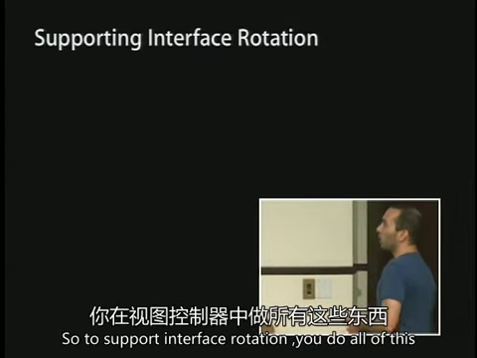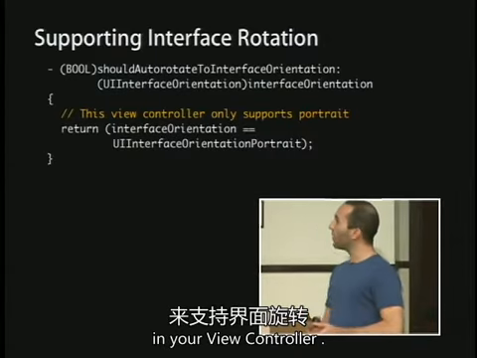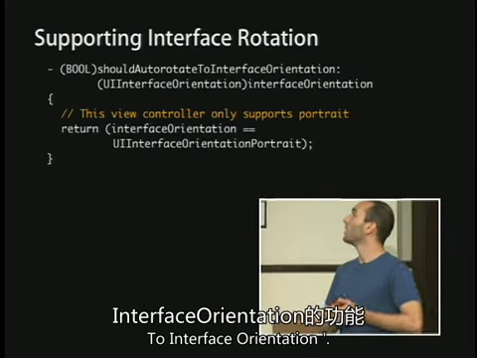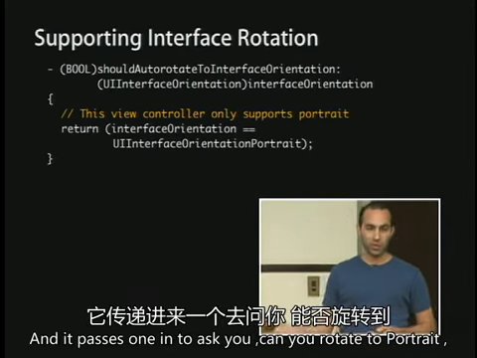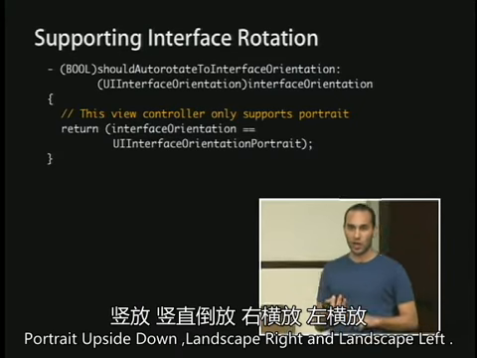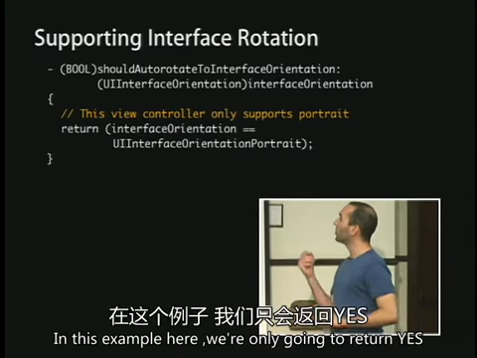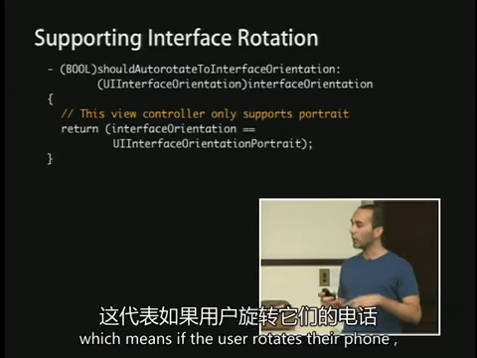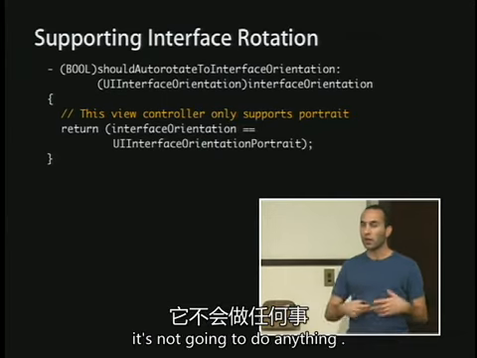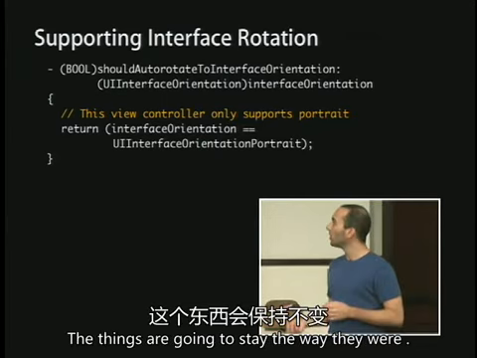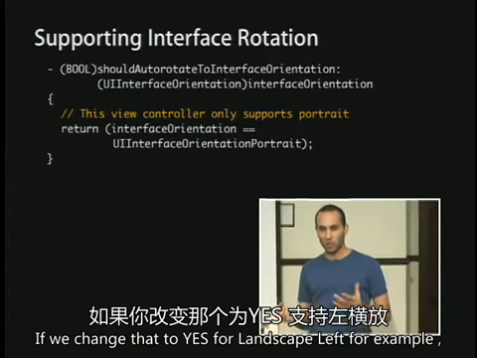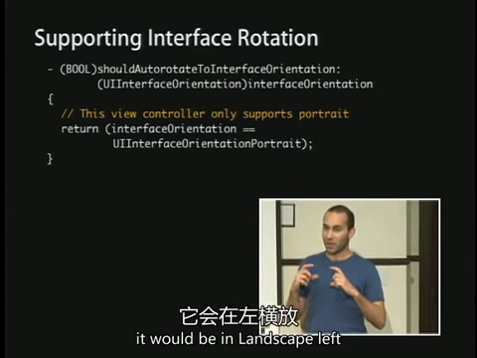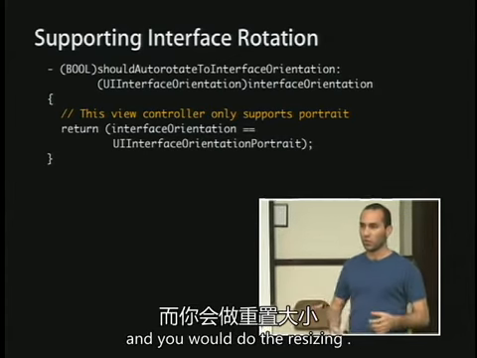So to support interface rotation, you do all of this in your View Controller. So you override a method called shouldAutorotateToInterfaceOrientation. And it passes one in to ask you, can you rotate to portrait, portrait upside down, landscape right, and landscape left. In this example here, we're only going to return yes for portrait, which means if the user rotates their phone, it's not going to do anything. The things are going to stay the way they were. If we change that to yes for landscape left, for example, when the user rotated to the right, it would be in landscape left, and your View Controller would rotate, and you would do the resizing.